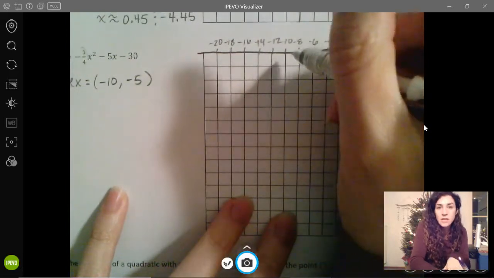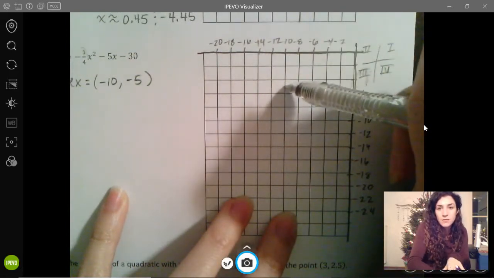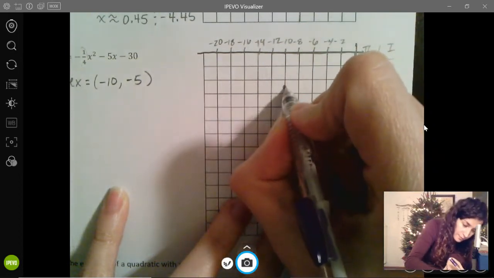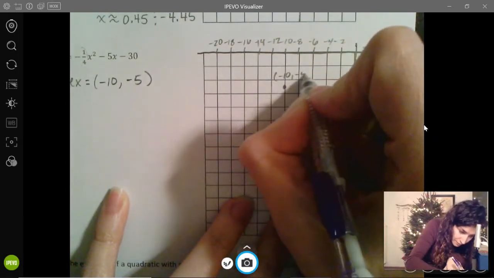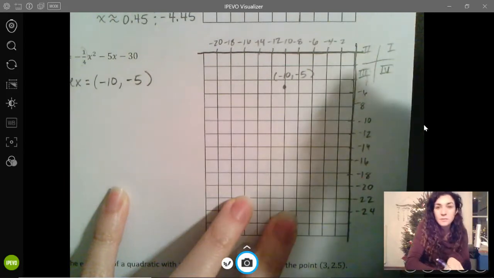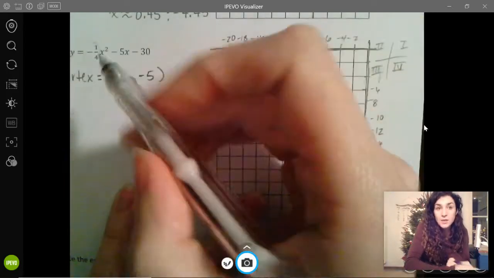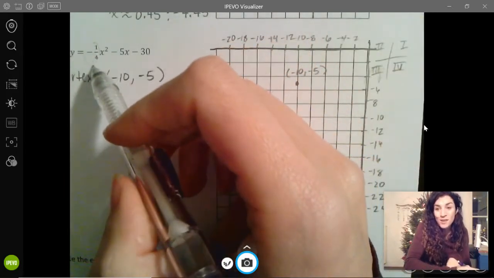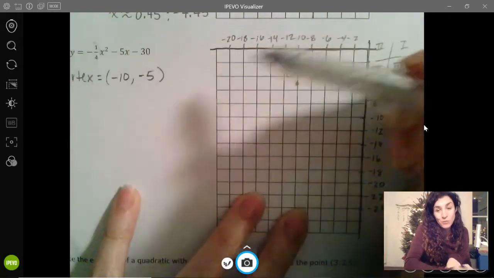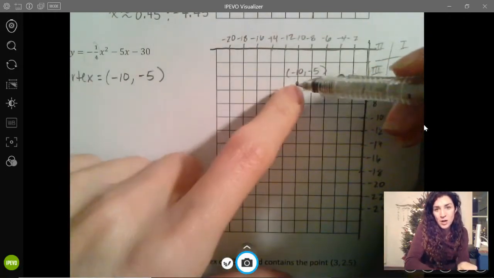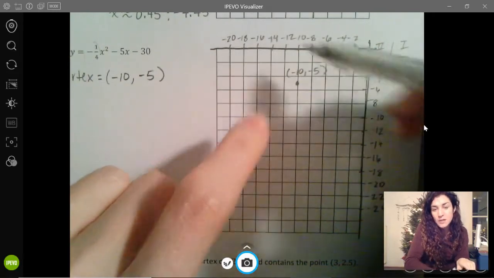Okay, so -10, -5 is like right here. Okay, 1/4 of a movement, -1/4 of a movement, we're flipping down. So our end behaviors are going to be pointing down.